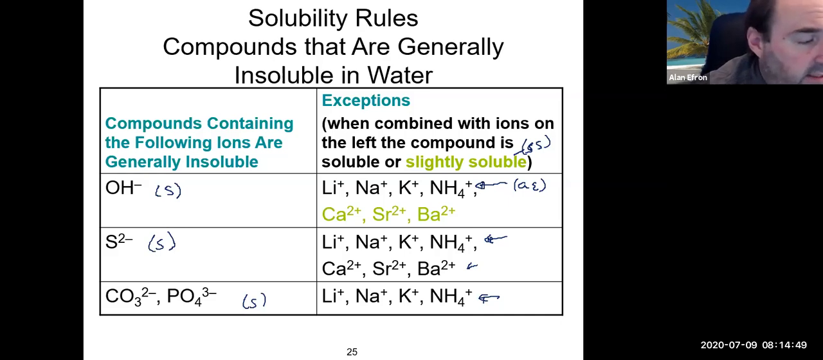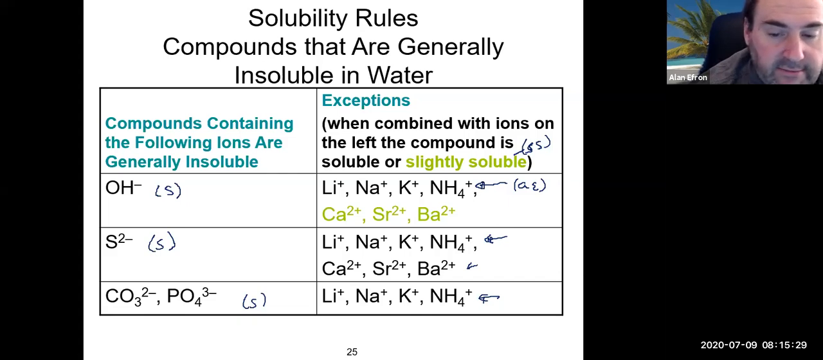So hydroxides are typically insoluble, except, like what we saw in the previous one, group 1 and ammonium. Calcium, strontium, and barium are slightly soluble, which, again, as I mentioned, usually leans a little more towards the insoluble side when deciding. Sulfide, again, is insoluble, except for group 1 and ammonium. And carbonate and phosphates are also typically insoluble, again with that major exception, which is basically what we saw in the last slide, group 1 and ammonium. Any questions on any of that stuff that we talked about last time?